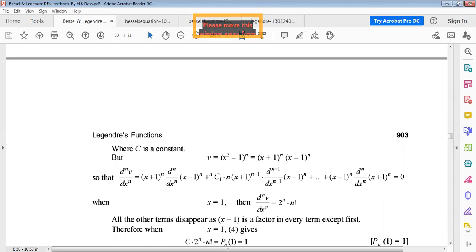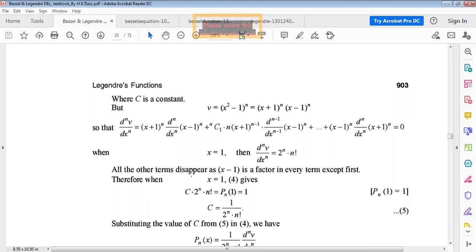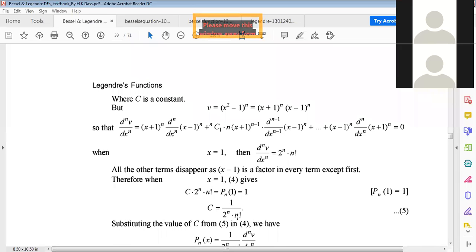Now putting x equals to 1, we get the n times differentiation as 2 to the power n into n factorial. From this whole series, all terms vanish for x equals to 1 except this one, as x minus 1 is a factor in every term except the first term. So this can be written as c into 2 to the power n into n factorial equals P_n(1). The first Legendre function value P_n(1) equals 1. So c equals 1 divided by 2 to the power n into n factorial.